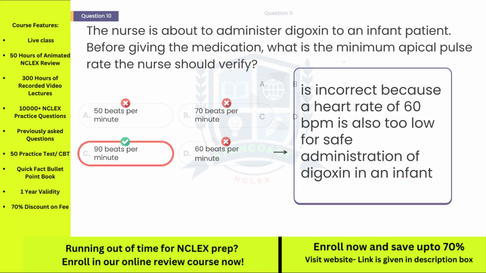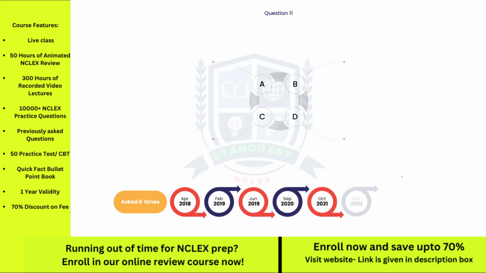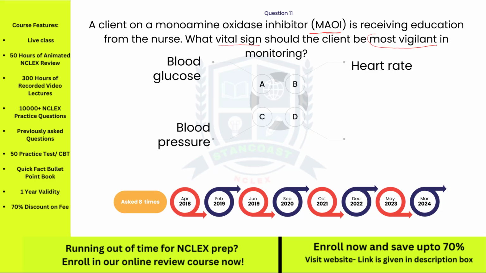This MAOI-related question has been asked 8 times in the last 5 years. Understanding this concept is key, as it has shown up repeatedly. A client on a monoamine oxidase inhibitor, MAOI, is receiving education from the nurse. What vital sign should the client be most vigilant in monitoring? A. Blood glucose. B. Heart rate. C. Blood pressure. D. Daily weight.